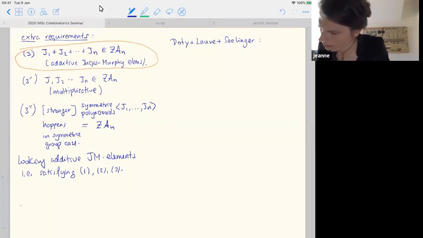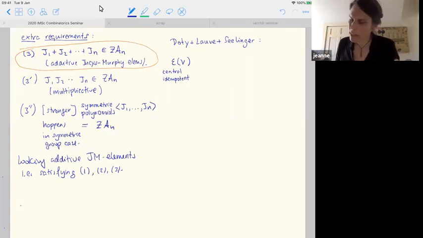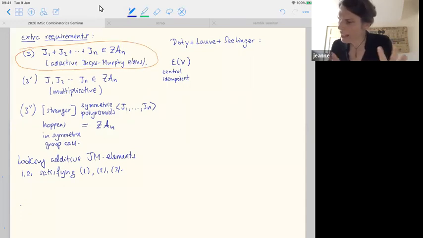Let me write this new result of Doty, Lauve and Seelinger. We have epsilon V, once again the central idempotent. The center Z of An lives inside the Gelfand-Tsetlin algebra. So in view of properties 1 and 2, we should always be able to express the central idempotents in terms of the Jucys-Murphy elements. As I understand, for quite a while this was a difficult problem, and Doty, Lauve and Seelinger have a nice formula for doing exactly this.